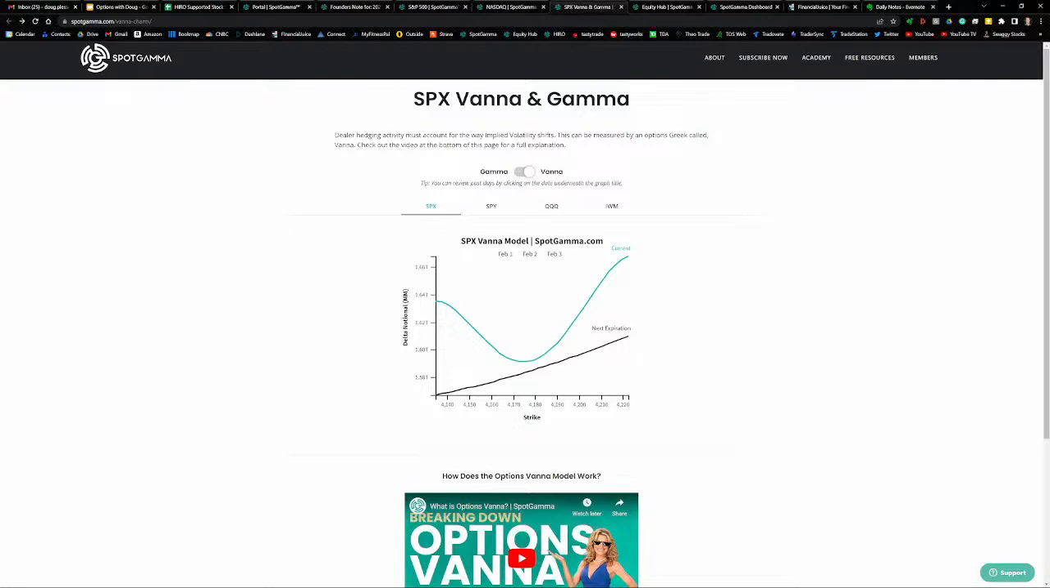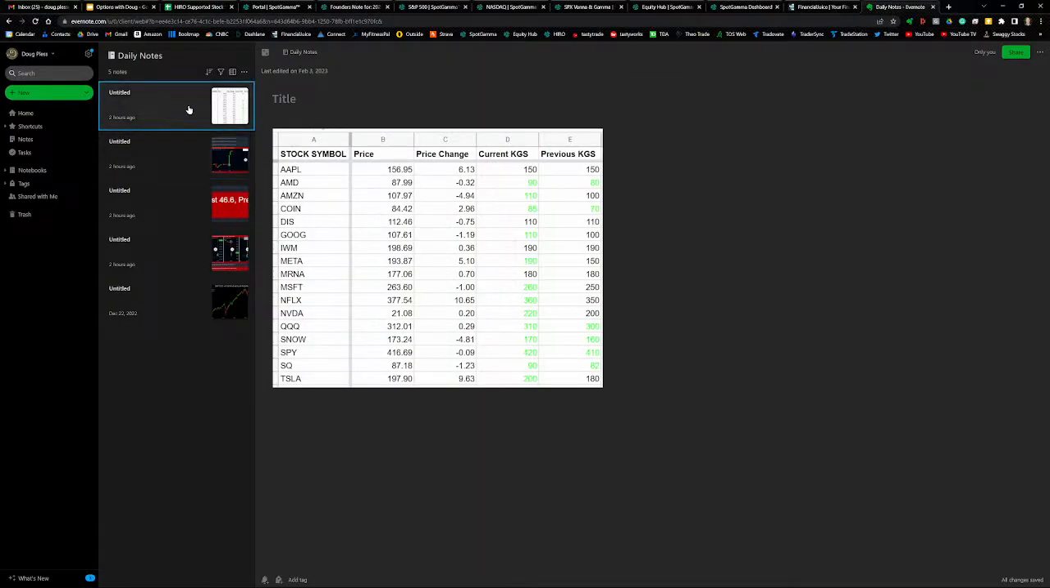So finally, let's take a look at my key gamma strike list. What I do is I track the key gamma strike for every stock in my watch list, and I track how these change from day to day, and I color code them. I compare the current key gamma strike that's shown in the D column with the previous key gamma strike in the E column, and that is from the previous day.